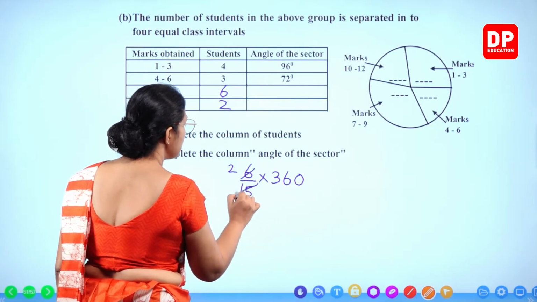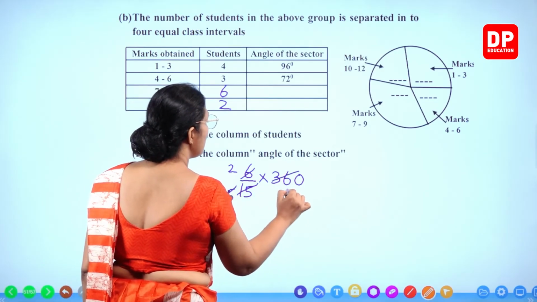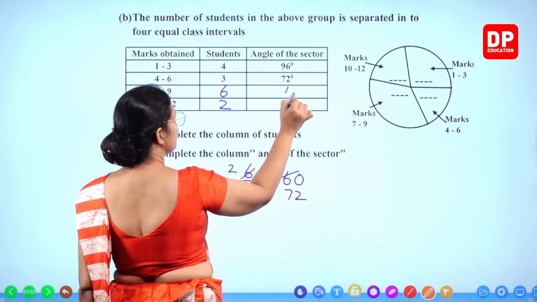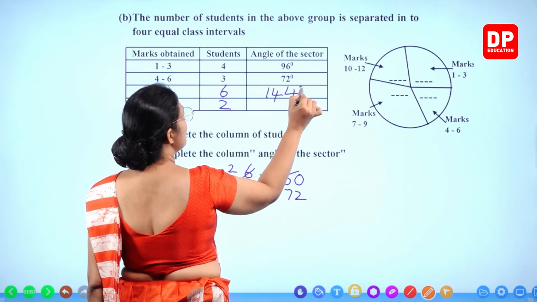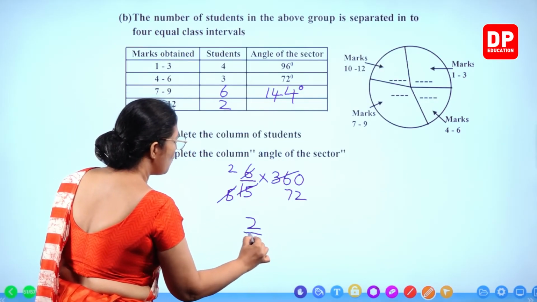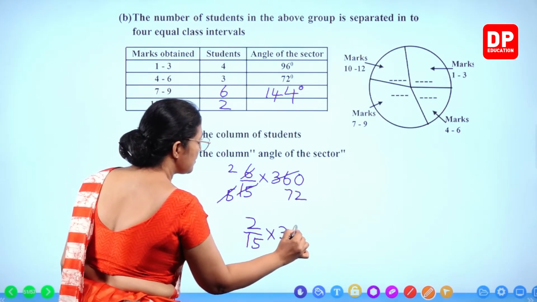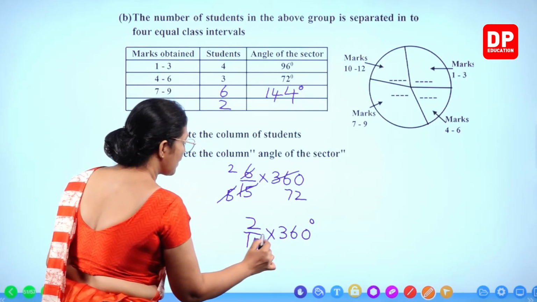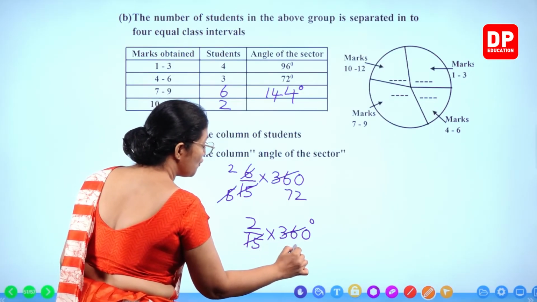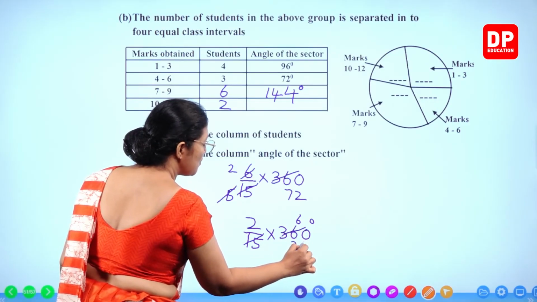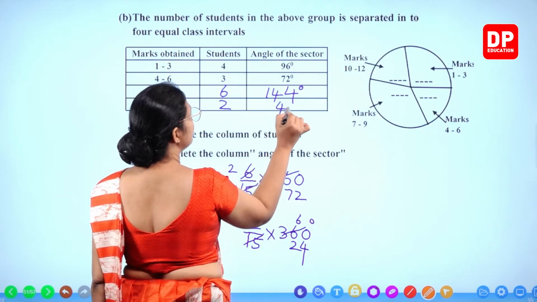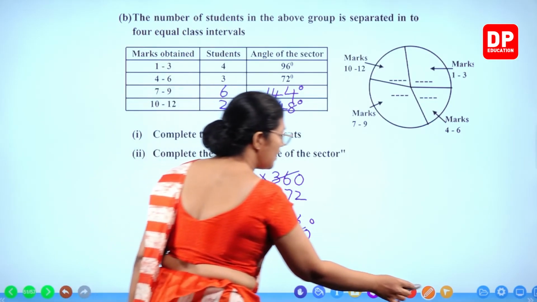3 times 2, 3 times 5. 5 times 7 and 2. 2 times 72, 144 for this one. Then how you find the angle for the next part? 2 over 15 into 360. 15 times 2, 30. 15 times 4. So 24 times 2, 48. So that's the angle column.